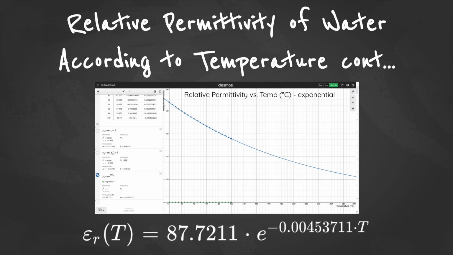This exponential model for the dots is represented by the function epsilon r at T is equal to 87.7211 times e to the power of negative 0.00453711 times T, which is temperature. And this is the model we're typically going to use moving further in this project.